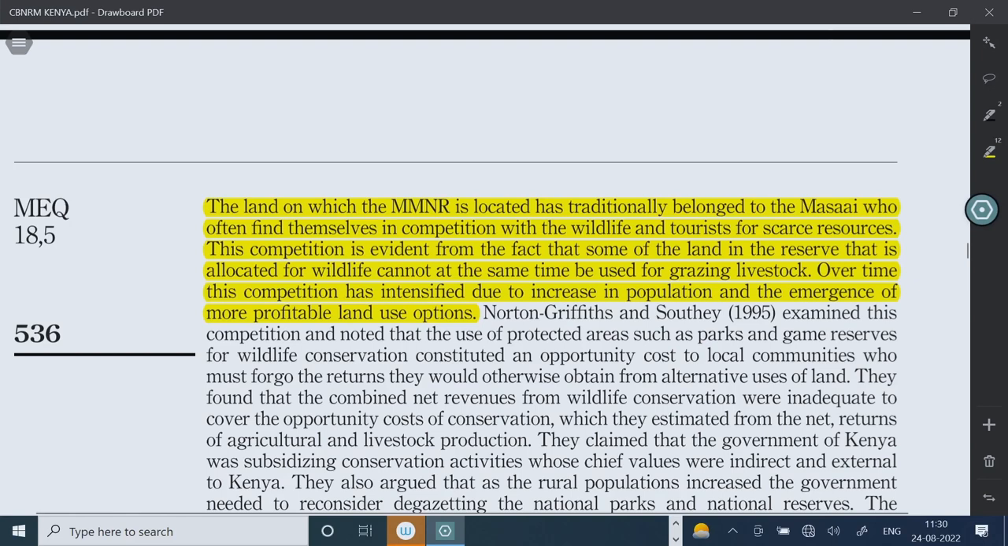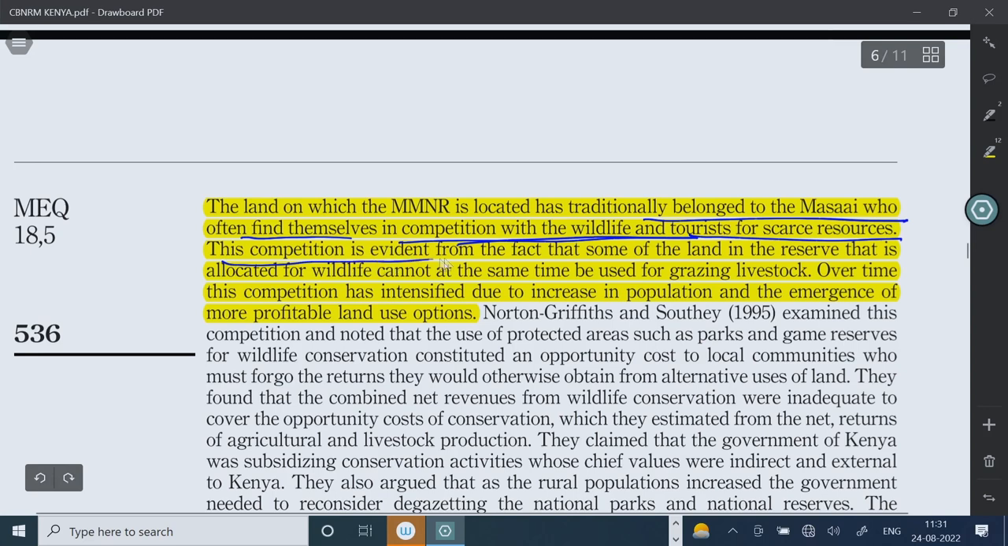The land where this Masai Mara National Reserve is located traditionally belongs to the Maasai community, who actually used to find themselves most of the time in competition with the wildlife and tourists for scarce resources. Means if wildlife comes, if they eat something, then these people, the Maasai community, may not get food for them. So imagine the vulnerability in the system.